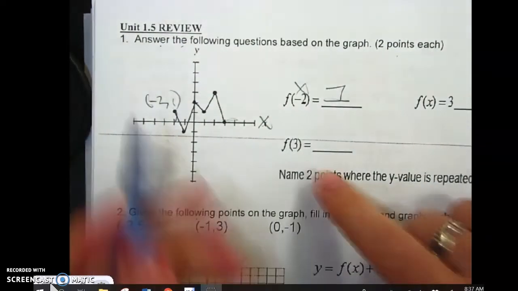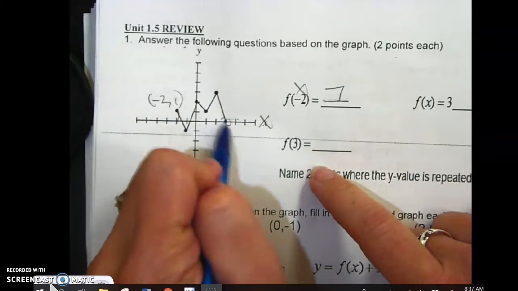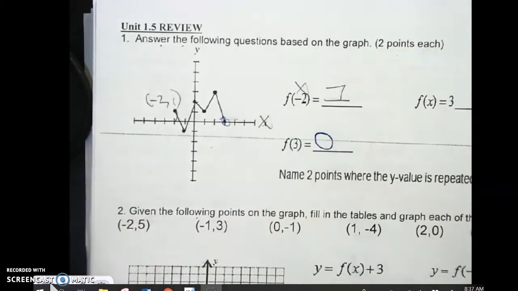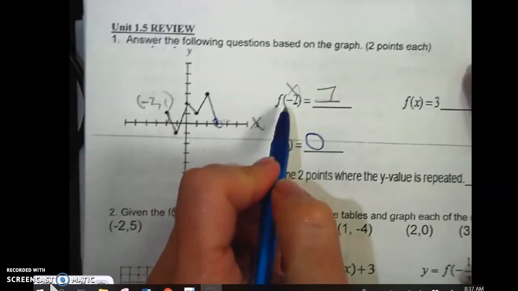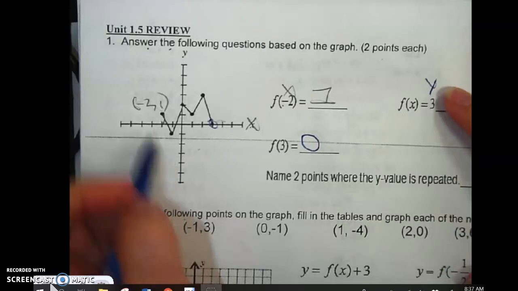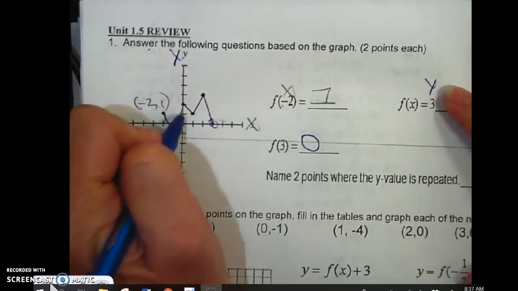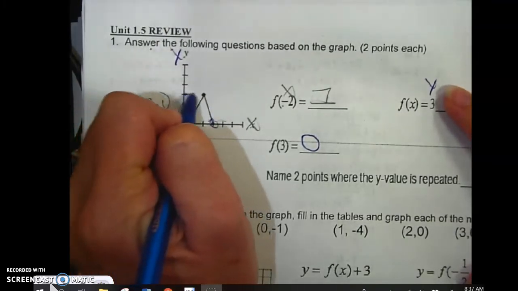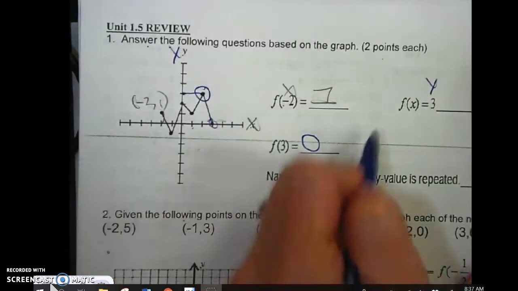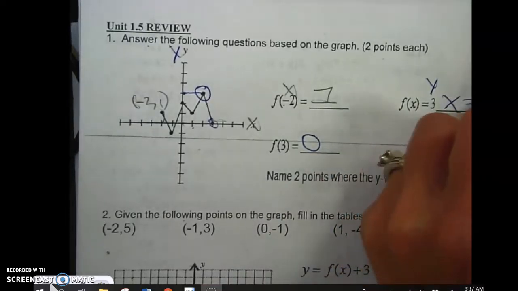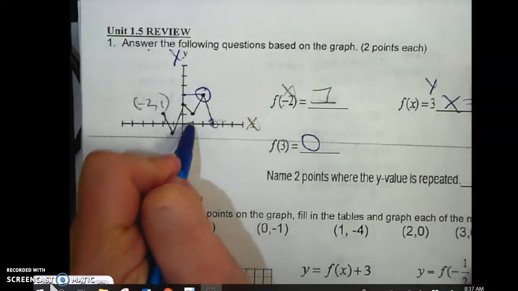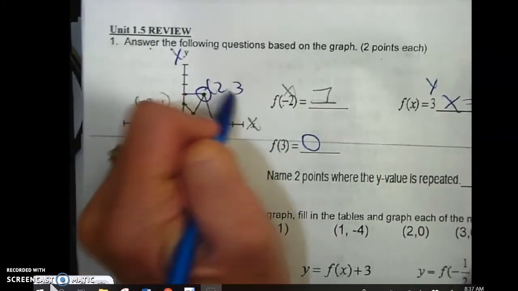Let's go to the next one. F of 3, 1, 2, 3. Oh, there it is. So I don't even have to go anywhere. That's 0. This time, instead of being the x, I have the y. So I go along the y, 3, 1, 2, 3. And then I go over, and it's at x equals 2. Let's just make sure. 1, 2, 3.